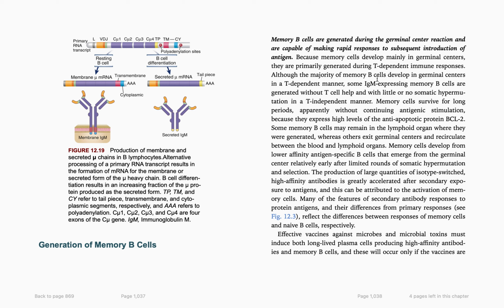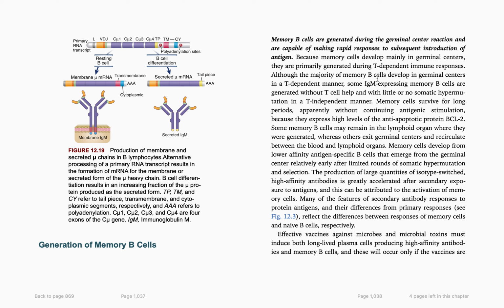The production of large quantities of isotype-switched, high affinity antibody is greatly accelerated after secondary exposure to antigen, and this can be attributed to the activation of memory cells. Many of the features of the secondary antibody response to protein antigens and their differences from the primary response reflect the difference between responses of memory cells and naive B cells, respectively.